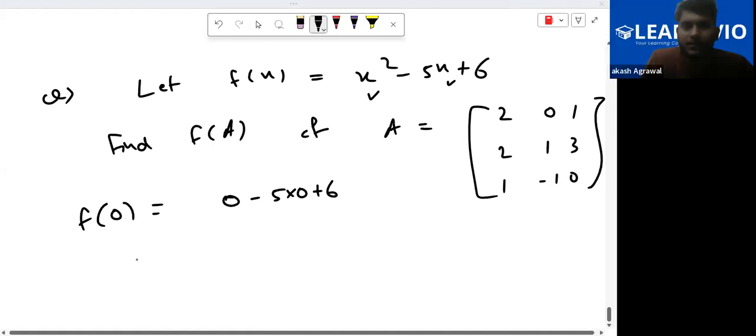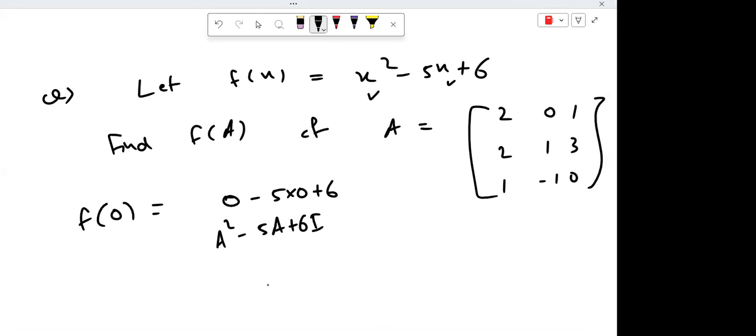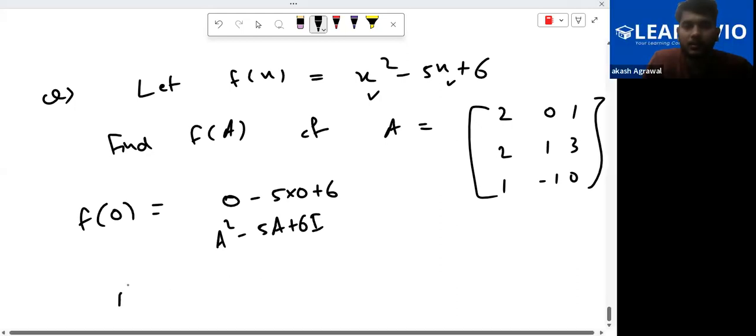Okay, you guys have solved this. Let's see. So we need to find a square minus 5a plus 6. And now 6, it means 6i. Whenever you convert a number into a matrix, just multiply by the identity matrix. Okay. So we'll find a square. So we have to calculate a square, so a times a.